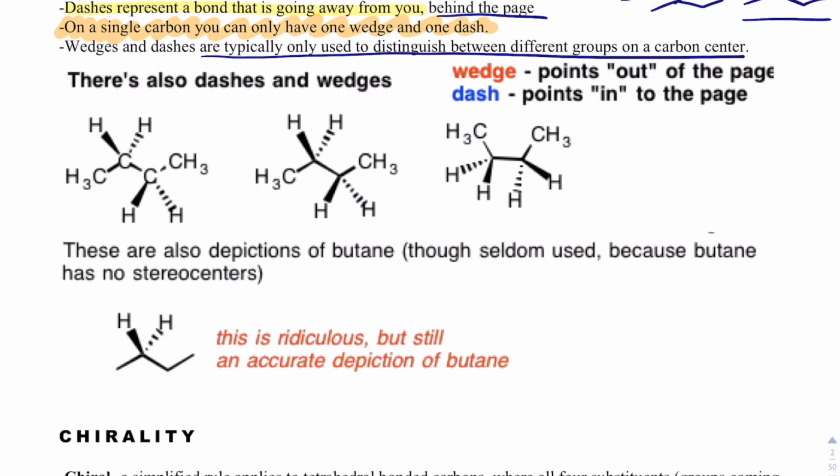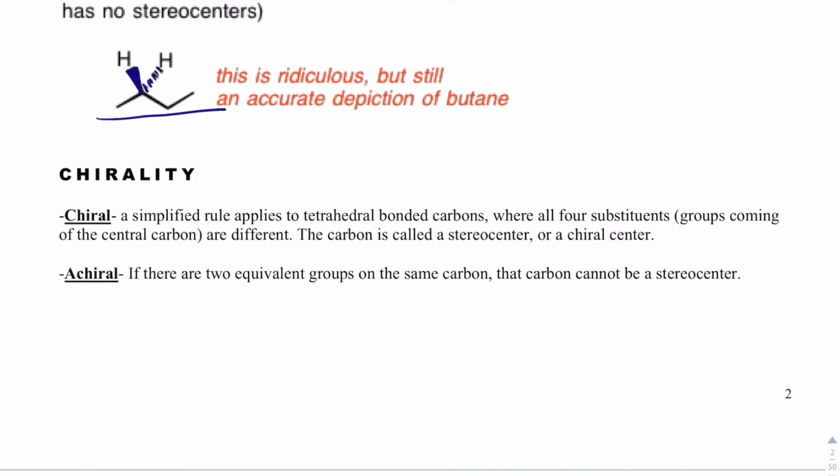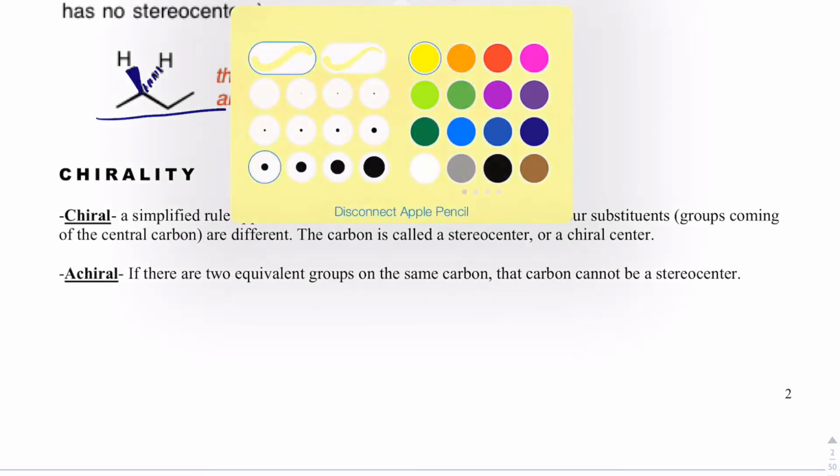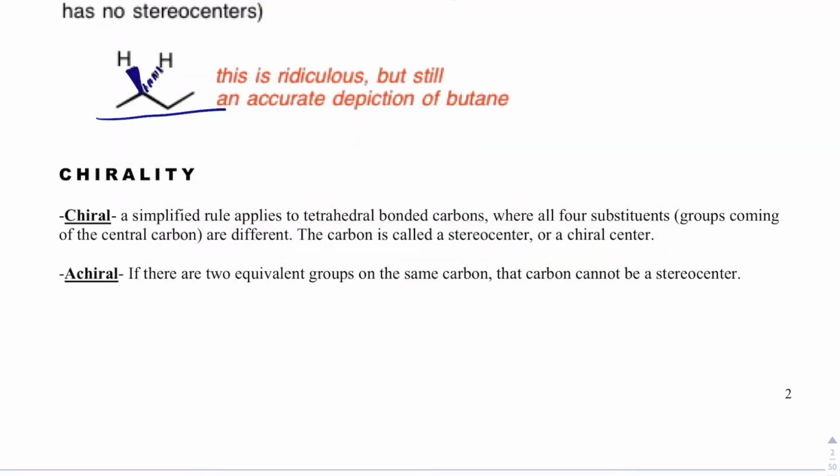So, for example, even though one of these hydrogens is wedged and one of them is dashed, we're probably not going to draw them that way unless they were different groups. Okay, so a chiral center, or something that is chiral, means that all four substituents or groups coming off of our central atom are different. When this happens, this carbon is going to be called a stereocenter or a chiral center, and we're going to see that with some examples here just in a second.